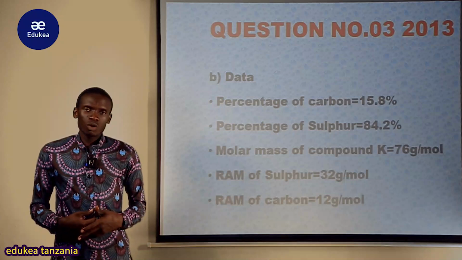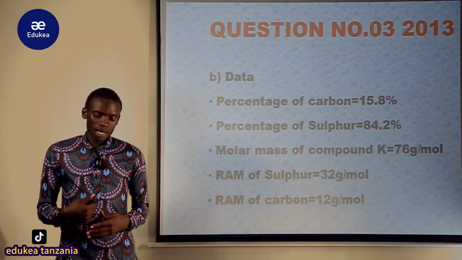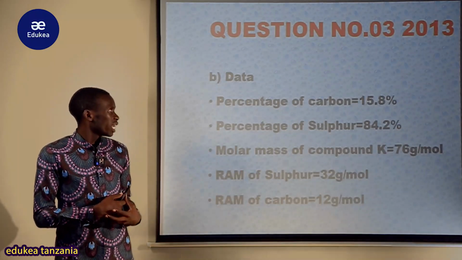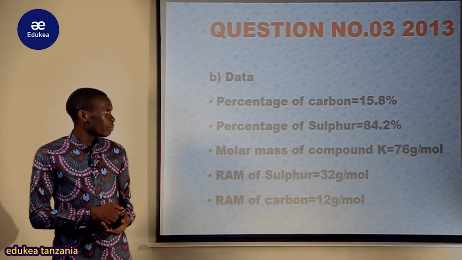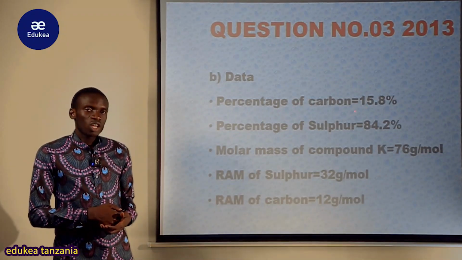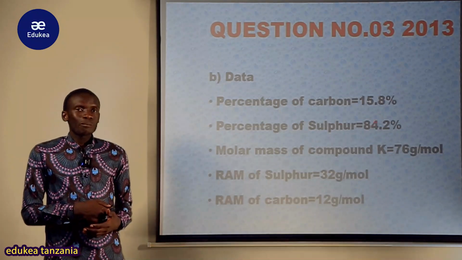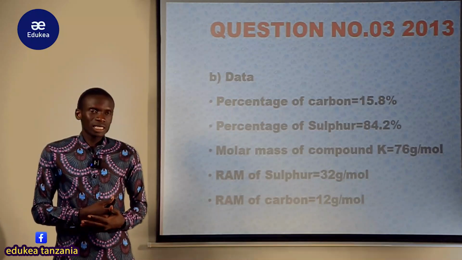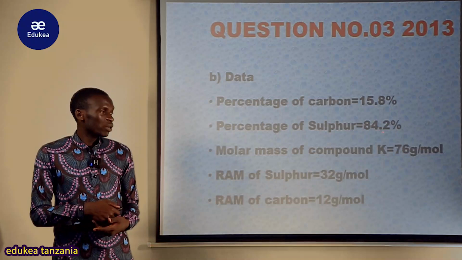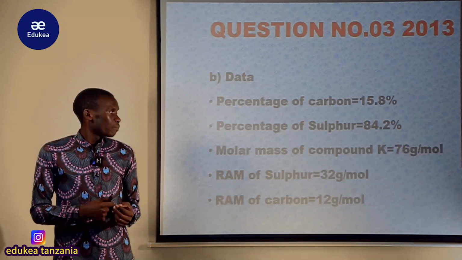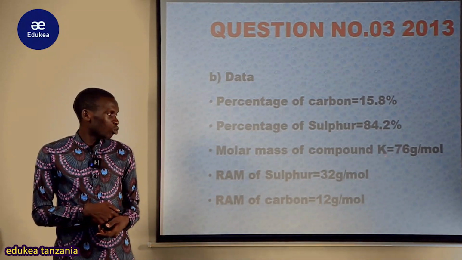Part B of the question was the calculation of the empirical formula and the molecular formula, the simplest formula and the molecular formula of the compound. We have been given a compound K with a percentage mass of carbon of 15.8%, and a percentage of sulfur of 84.2%. You were also given the molar mass of compound K, which was 76 grams per mole.